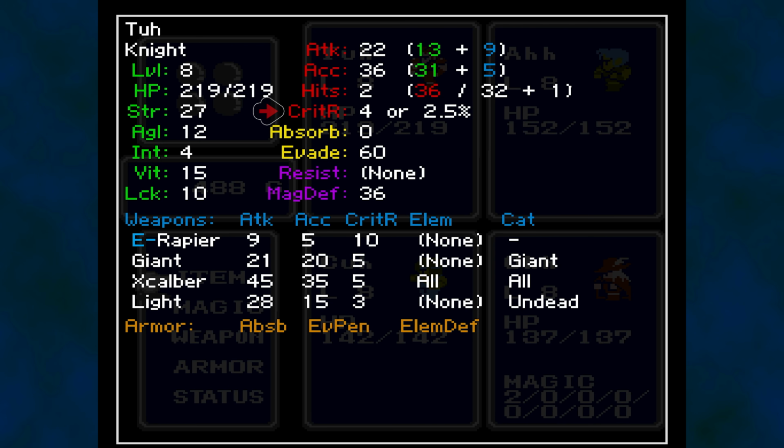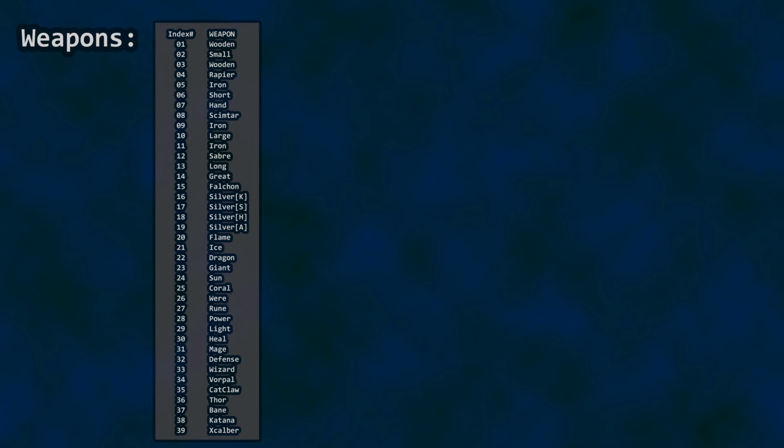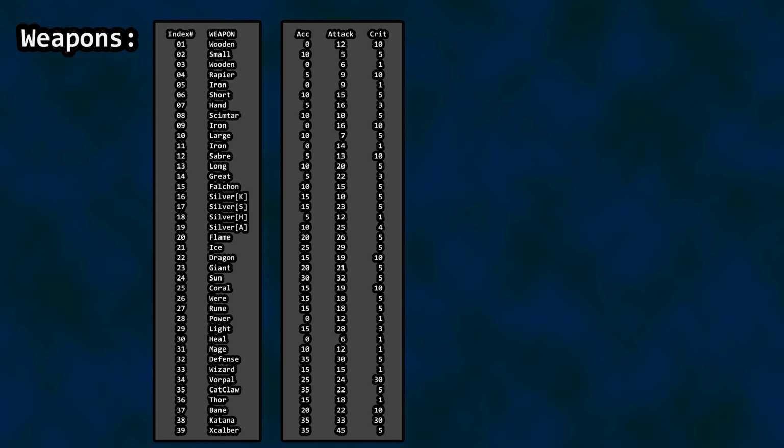And last but not least on the offensive front, where does this critical hit rate value come from? Because this number and that number don't match, do they? And with that, we've reached one of the biggest bugs in the entire game. Each weapon in the game has stats stored in the ROM. Each weapon's accuracy, attack power, and yes, critical hit rate are stored alongside 5 other values.